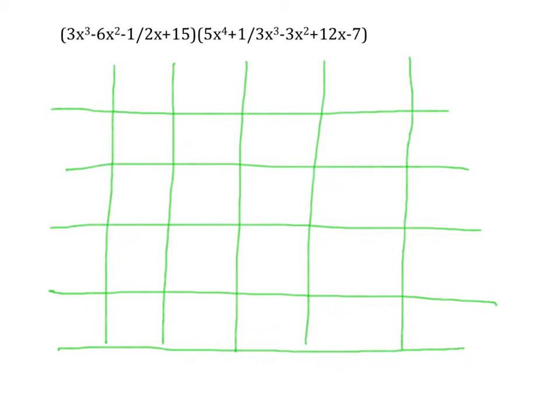Okay, to start off, we have an array model problem, which is multiplying polynomials. And we have two expressions here, which would be 3x cubed minus 6x squared minus 1/2 x plus 15 times 5x to the fourth plus 1/3 x cubed minus 3x squared plus 12x minus 7.